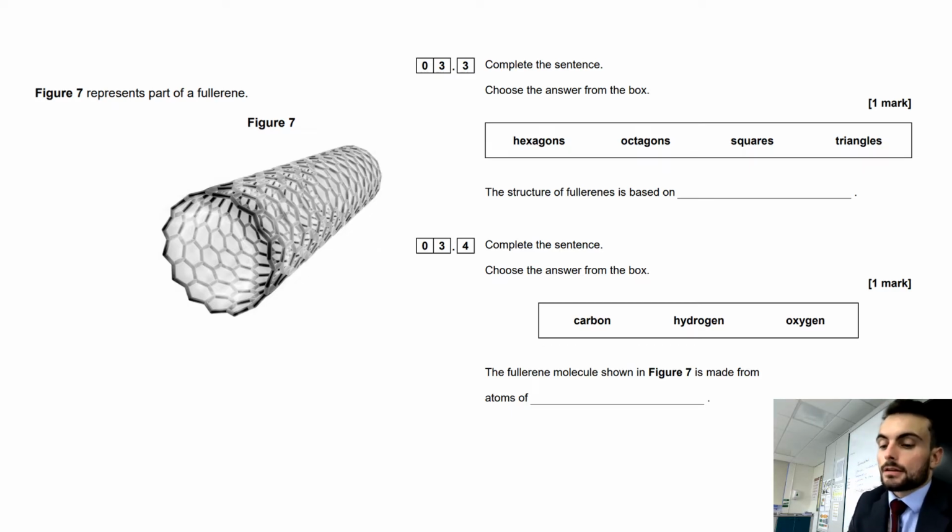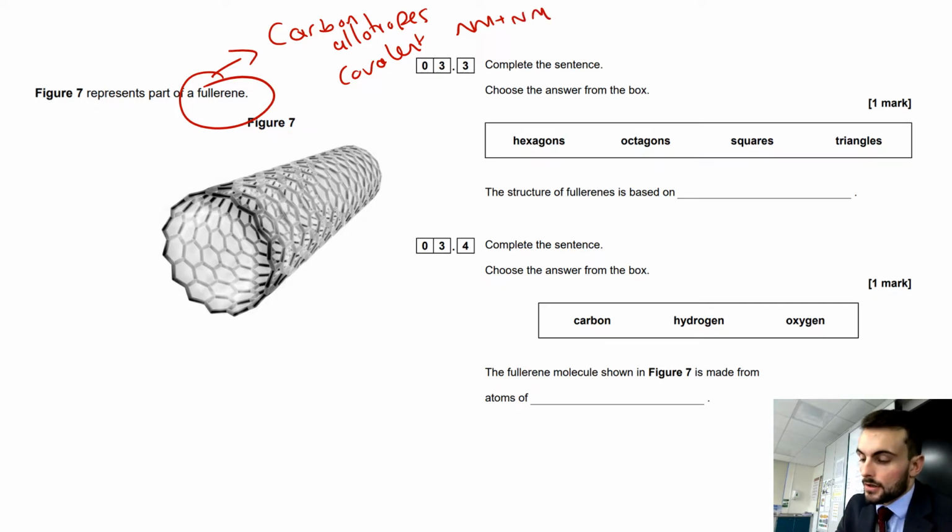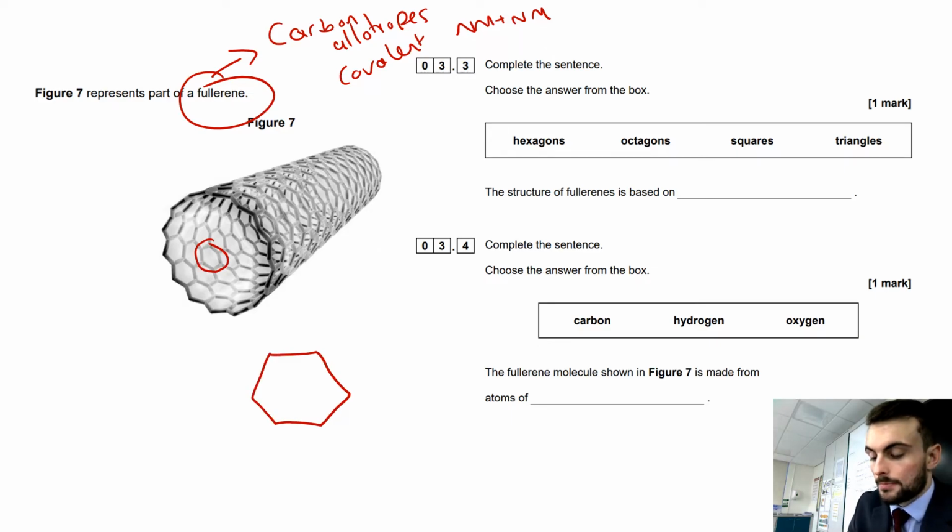Figure 7 represents part of a fullerene. You should remember, hopefully, fullerenes are one of those carbon allotropes, covalent bonding, because it's non-metal and non-metal. Complete the sentence using a word from the box. The structure of fullerenes is based on... For that one, you've just got to simply use your eyes. Look at the shapes that it's making. It's making this shape for all of them, and it's got 6 sides. Which shape is the one that's got 6 sides out of those in the box? It's hexagons.